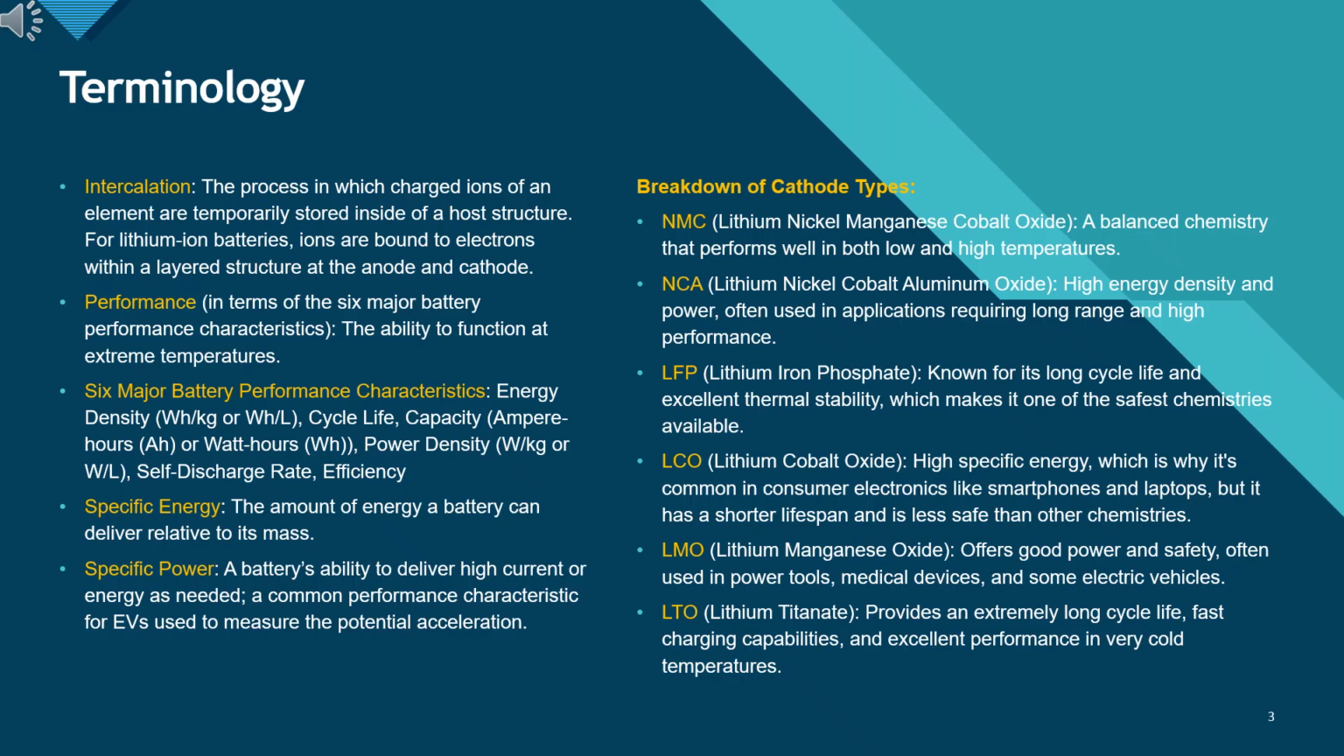I specifically want to draw your attention to the list on the right side of the screen: acronyms like NMC, NCA, and LFP. These represent the different chemical breakdowns of cathode types. We are going to study these in detail because the cathode material effectively dictates the battery's personality and performance. So, keep these terms in mind, and let's move on to see how they apply to the actual cell structures.